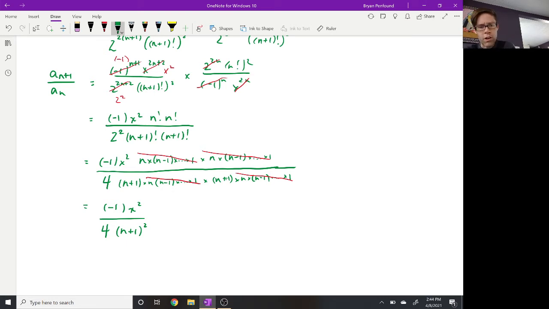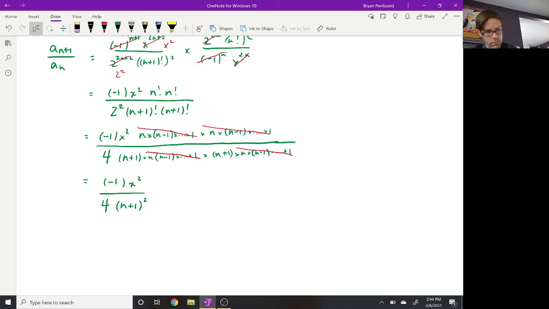We could expand that out quickly right now and see where that goes, but it doesn't really matter, I guess, because we're going to be evaluating the limit as n goes to infinity anyway. So let's go ahead and do that. Let's actually apply the ratio test.